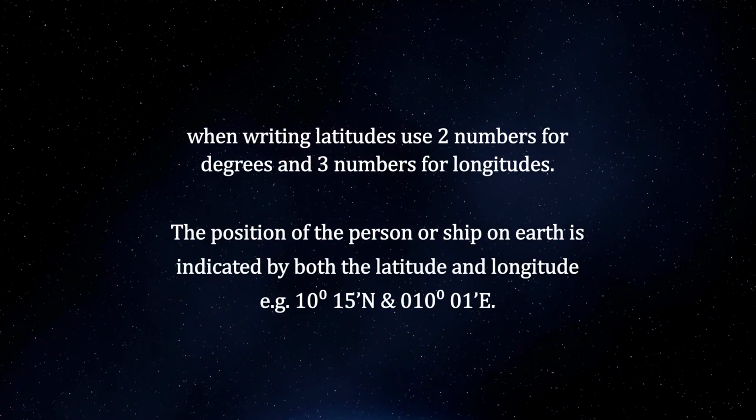When writing latitude, use 2 numbers for the degrees and 3 numbers for longitude. The position of a person or a ship on Earth is indicated by both latitude and longitude. For example, 10 degrees 15 minutes north and 10 degrees 1 minute east.